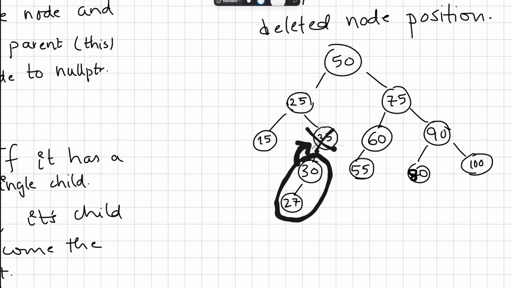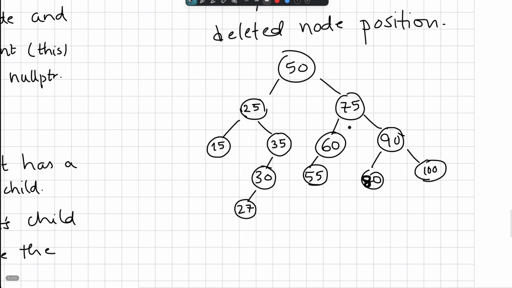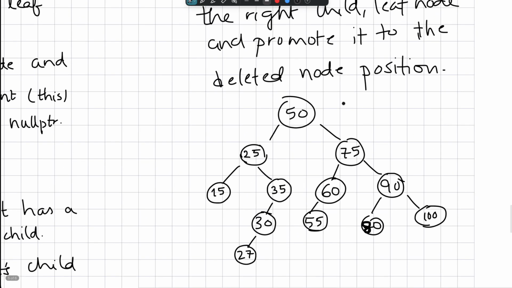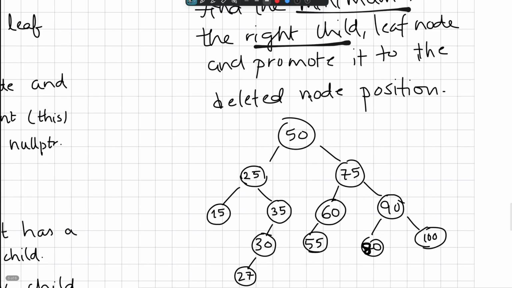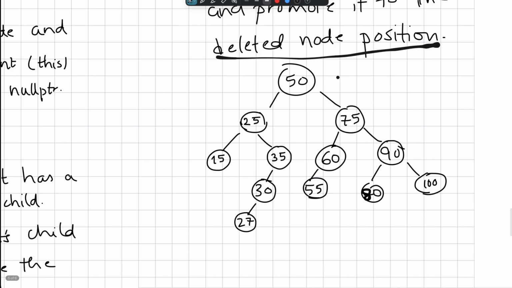And this is a keynote point that you have to make, that if you're going to delete an element with a single child, then you can just promote its child to take the position of the parent node that is being deleted. And if it has two children, then I would convince you to take the minimum of the right child or right subtree and promote it to the deleted node position. So why is this better?